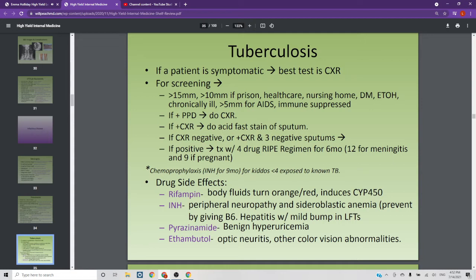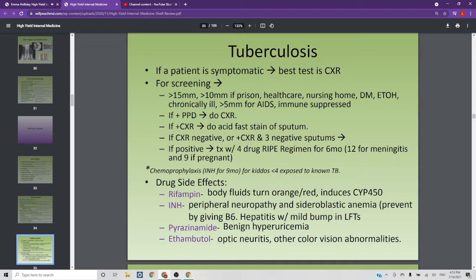If the chest x-ray is positive, we got to treat them for 9 months, or 6 months, as it says here, with 4 drug treatments, and then we can narrow down after the sensitivities come back. A question I got wrong, so I put on this slide. The only people who get chemoprophylaxis, like if they have a known contact with someone with proven TB, the only people who are given INH for prophylaxis are little babies or little kids under the age of 4. Everybody else, you don't treat them until you diagnose it. So just being exposed to someone with TB isn't enough to warrant treatment.